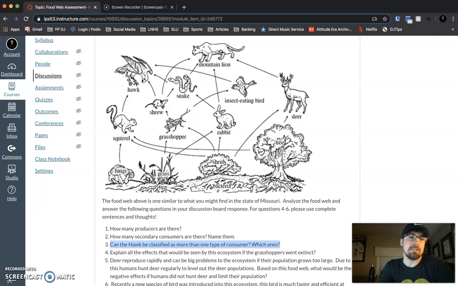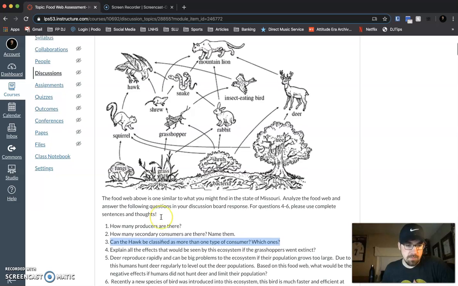So yes, you could consider that to be multiple types of consumers, but generally we're going to label an organism based on its highest level within that food web. So the hawk technically is the tertiary consumer, but it can also be classified as a secondary consumer as well.